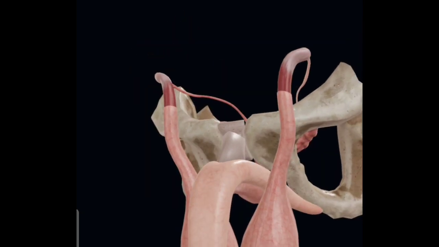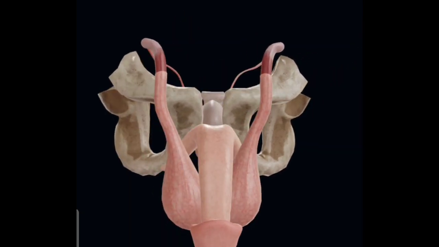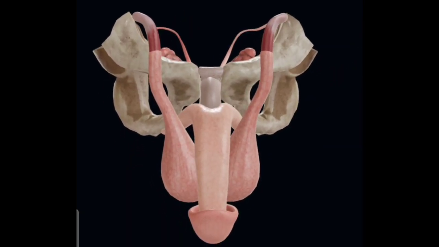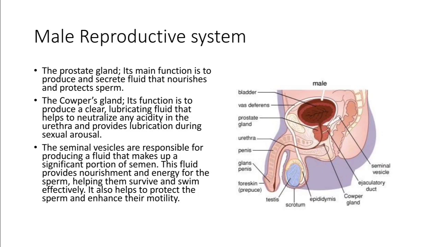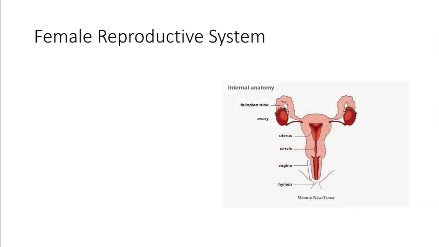All right, my excellent biology students, that's the male reproductive system. Let's now talk about the female reproductive system. Let's now jump on to the other side and look at the female reproductive system.